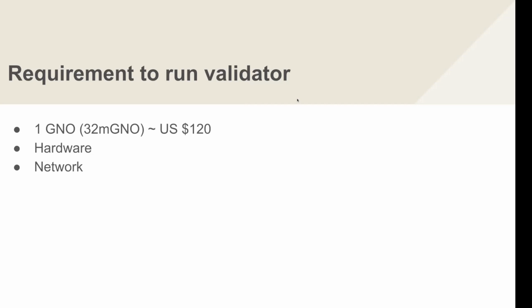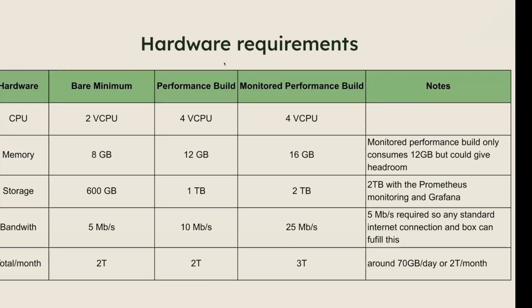As the transactions come in and out and are validated, you could be looking in the terabyte range of data moving through that network interface per month. So you need some network capacity, some hardware, and then token-wise, you need one Gnosis. That's currently valued at $120. And you can stake that through the Gnosis ecosystem to the validator node, and then instantly you'll start earning those rewards and bounties.